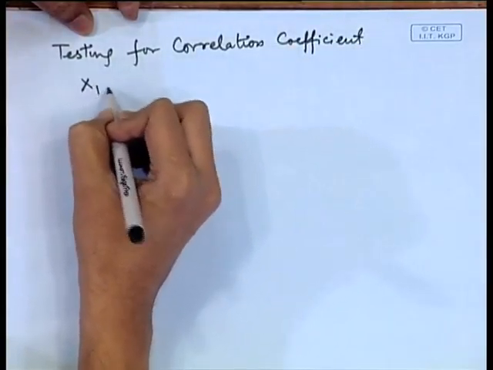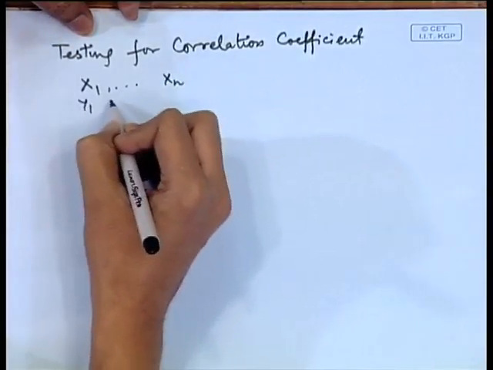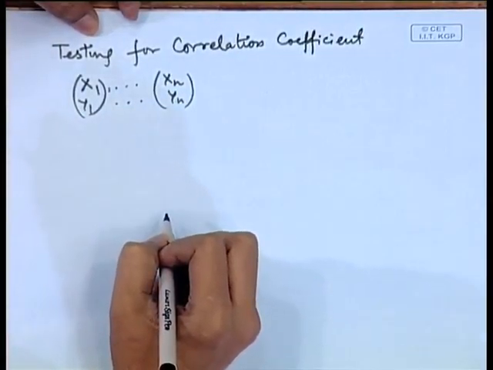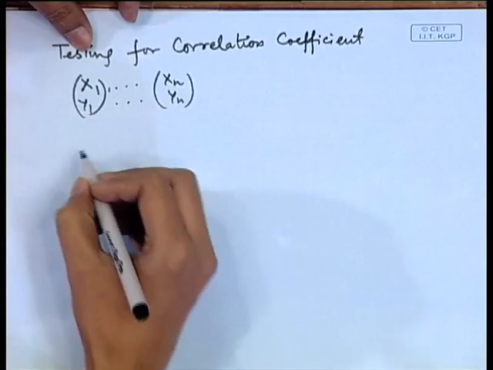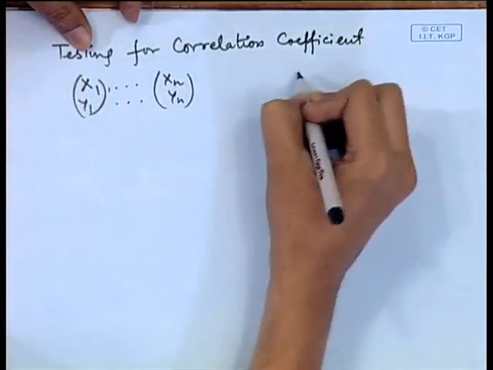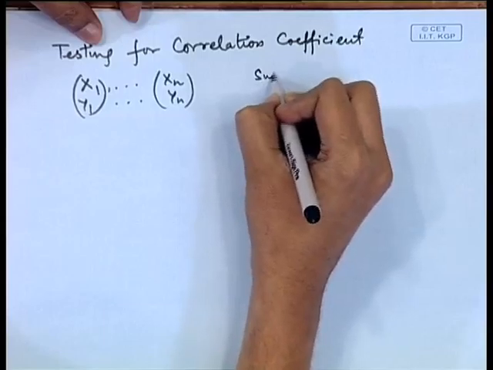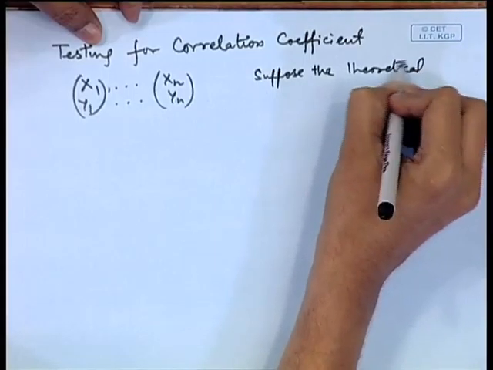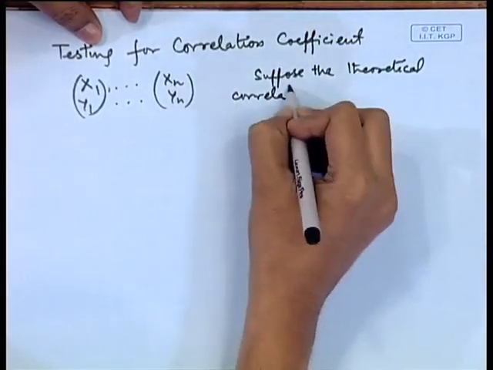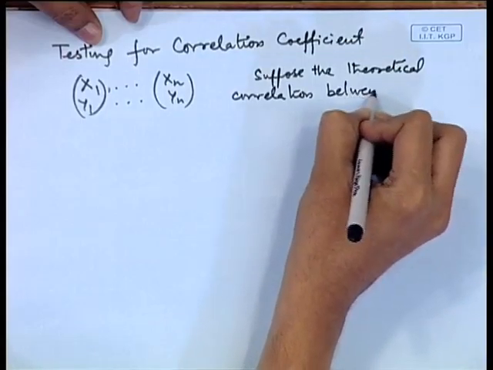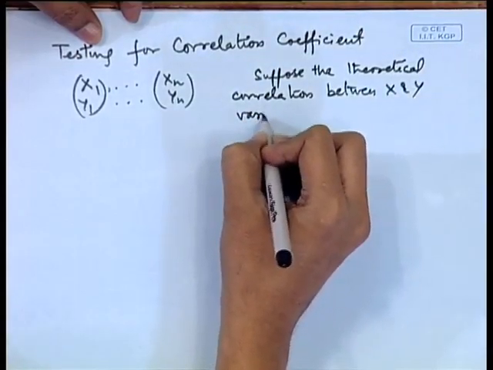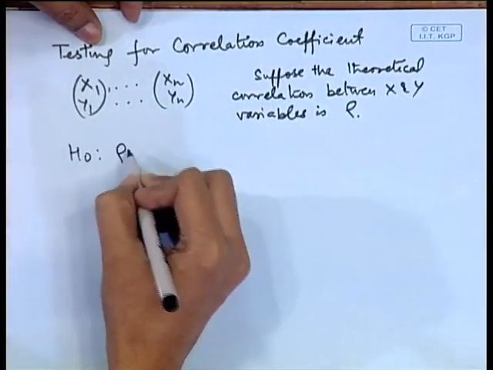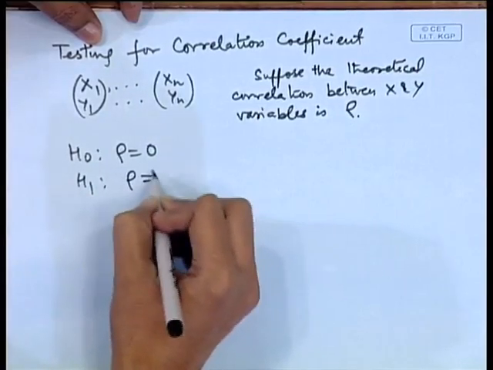So, we have the data x 1, x 2, x n, y 1, y 2, y n. So, in the two data sets we consider the sample correlation coefficient and the population correlation coefficient. Suppose the theoretical correlation between x and y variables is rho. So, we want to test whether rho is equal to 0 against say rho is not equal to 0.